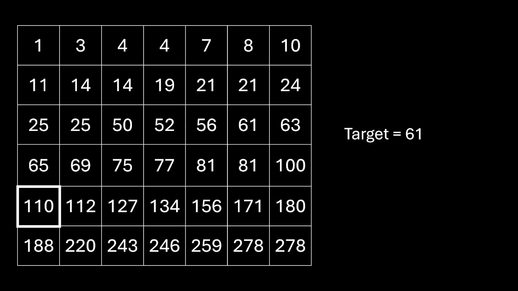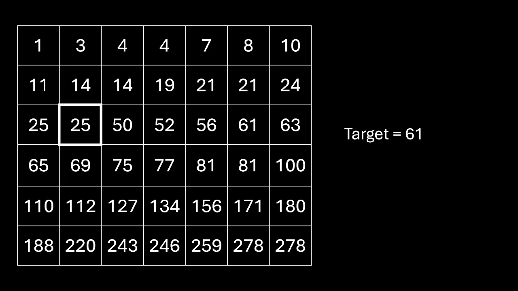I mean 110, right? Again, it's greater. So we go to 65. 65 again, it's greater than 61. So we go again on top. 25. Now finally we have reached a position which is lesser than 61. So now where do we go? We go to the right.